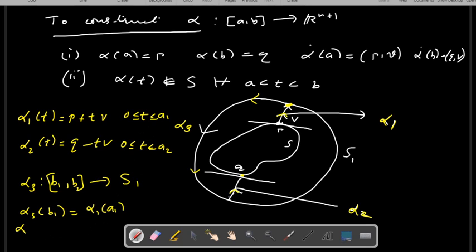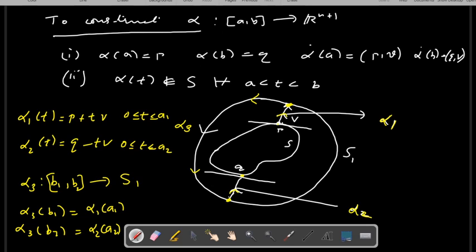Correct? And alpha 3 of b2 should come as which point? This ending point. That means it is your alpha 2, opposite one, so alpha 2 of a2 it should come. So I am defining alpha 1, alpha 2, alpha 3 in such a way that alpha 3 of b1 should be alpha 1 of a1, and alpha 3 of b2 should be alpha 2 of a2. That is, from here to here is your alpha 3, from here to here is your alpha 1, and from here to here is your alpha 2. So this is clear, I think. All of these are continuous together, so it will be a continuous path. Now I define this as a whole as my alpha.